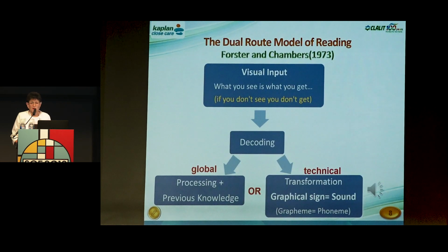The most accepted mechanism for reading is the dual route model of reading, which was first suggested by Forster and Chambers back in 1973 and has been very much developed since then. First of all, as we saw, we need a visual input. We have to see what we are reading, even if we don't understand it.